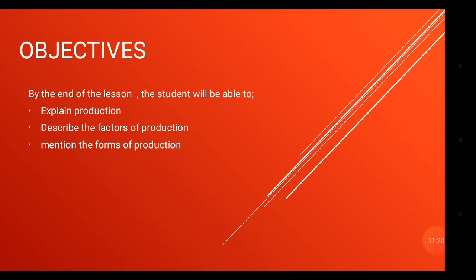By the end of the lesson, the student will be able to explain production, describe the factors of production, and then mention the forms of production. But the forms of production will be treated in detail in the subsequent lessons.